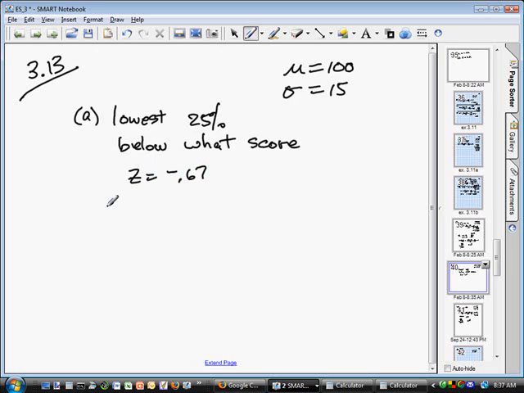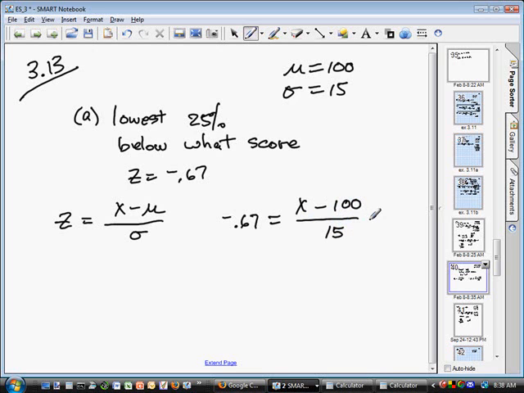Now, take your standard score formula. Okay, now what do we know? We know z. Cool. Negative 0.67. We don't know x. That's what we're looking for. We do know mu, and we do know sigma. So do you see how we're only missing one thing, but it's not in the normal position you're expecting it to be in? So what's step one?